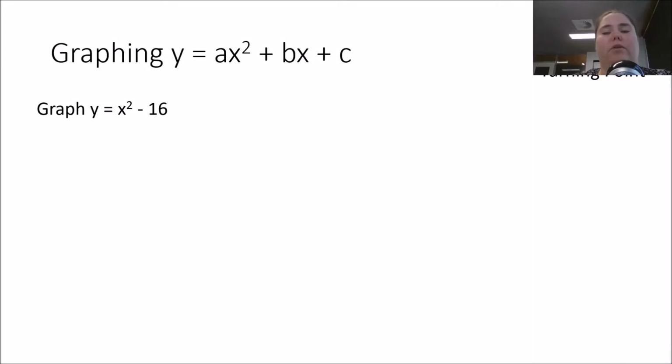So now that we know how to find a turning point, there is another method that I'll show you here. We can actually graph these.